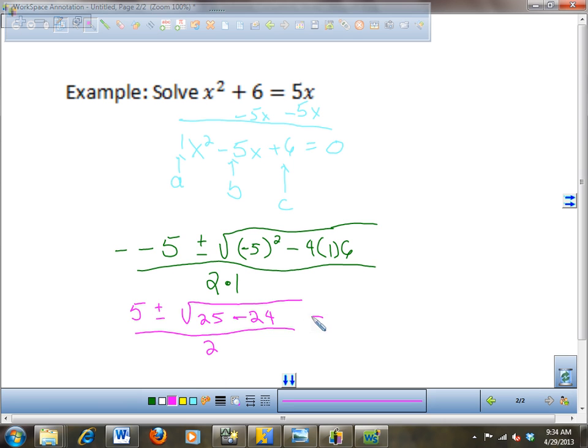Okay? Now I'm going to squish these things together a little bit more: 5 plus or minus the square root of 25 minus 24, which is 1, over 2.